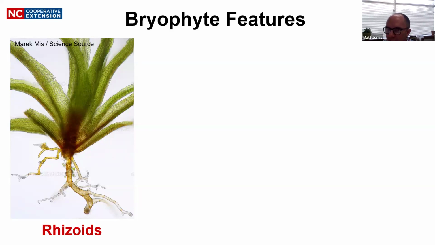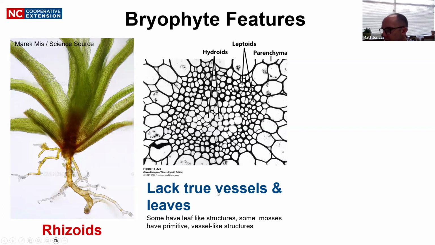Most bryophytes lack true vessels. We'll learn later about phloem and xylem cells that transport food and water respectively. They don't have those for the most part. Now, some mosses have primitive vessel-like structures, but for the most part, they don't. And because they lack those specialized cells for transporting food and water, they rely primarily on cell-to-cell movement, and that fundamentally limits how tall they can get, because that will only get you so far. You need more specialized cells to move water large distances against gravity, for example.